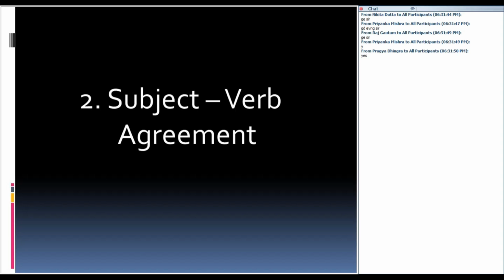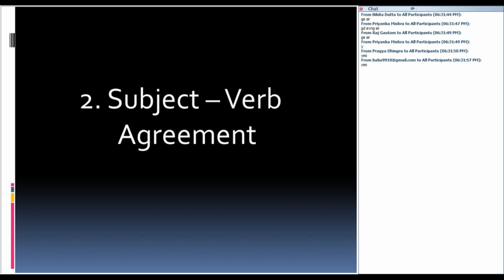So I believe the last time we met, we had discussed the first topic of error correction that was related to modifiers. We discussed misplaced modifiers, dangling modifiers, and also the concept of split infinitives. Now we'll take the discussion further, and today we are going to discuss something called subject-verb agreement. It is a lengthy topic because there are lots of rules and you are expected to remember all these rules.